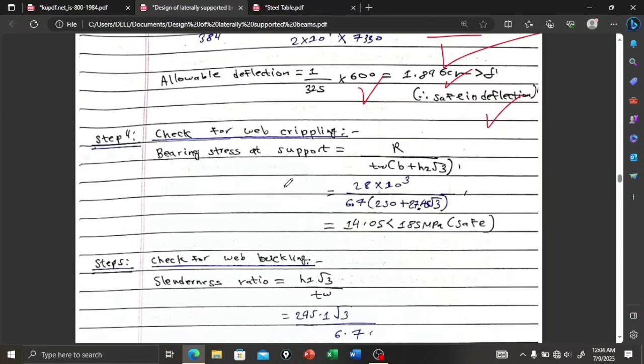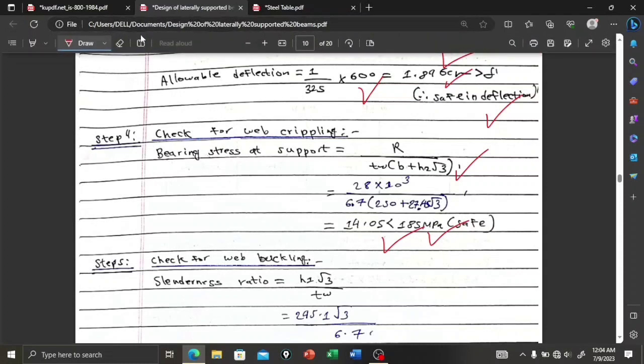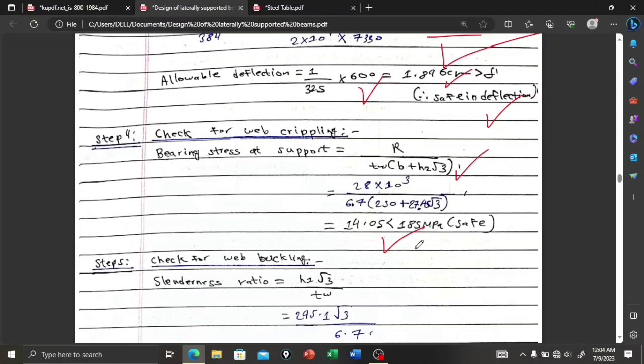Then check for bearing stress at support. It is R divided by TW into B plus S root 3, which is 14, which is less than 0.75 into 250, 0.75 Fy, that is around 185. So safe.